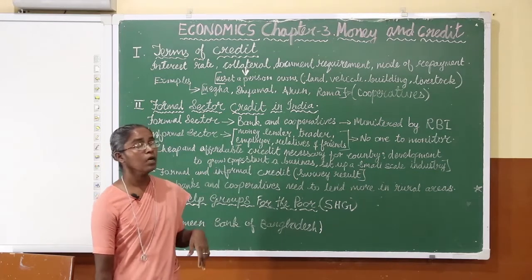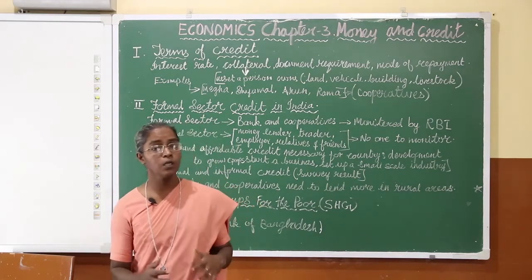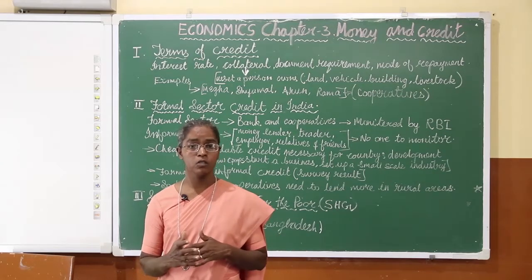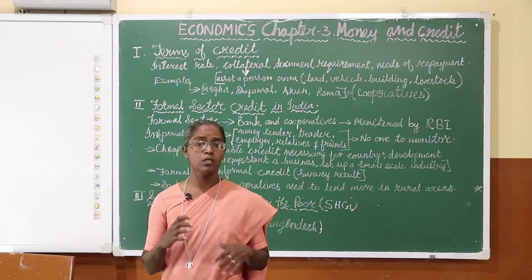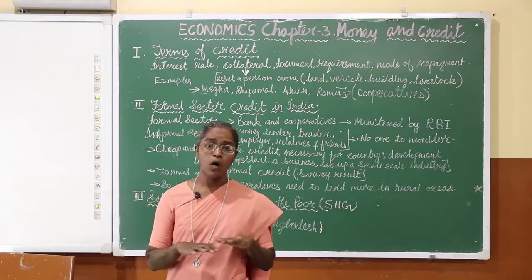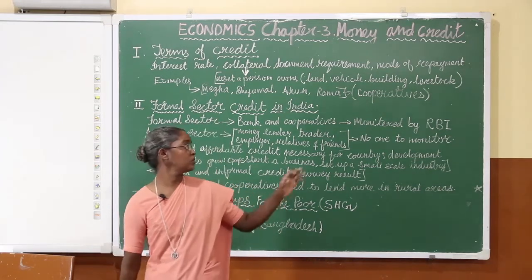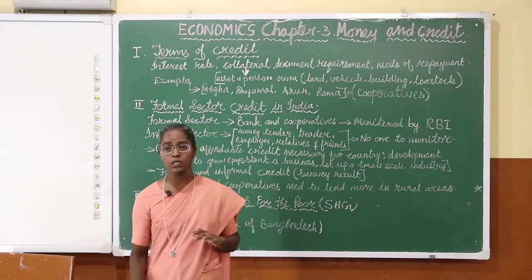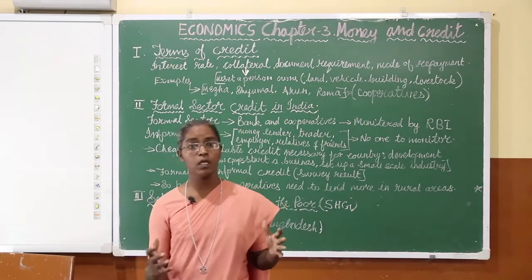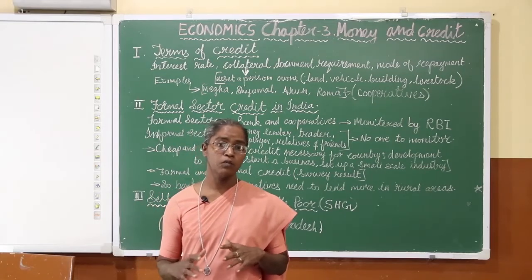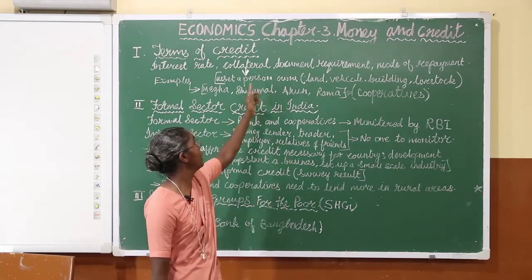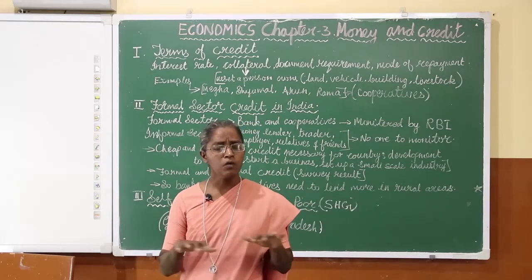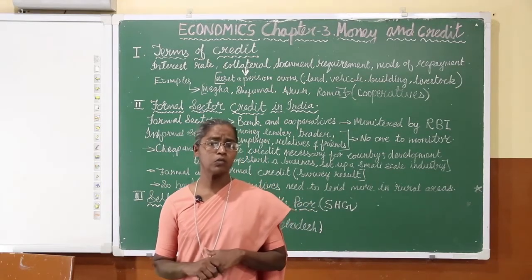Now what is ours? Cheap and affordable credit can help the country's development. Now we have to question and find out: are all the people able to afford to take formal sector credit? No, they are not able to take credit from the formal sector. Why? Because they have to produce collateral when they are taking money from the formal sector, and many of the poor people are not able to produce this collateral.